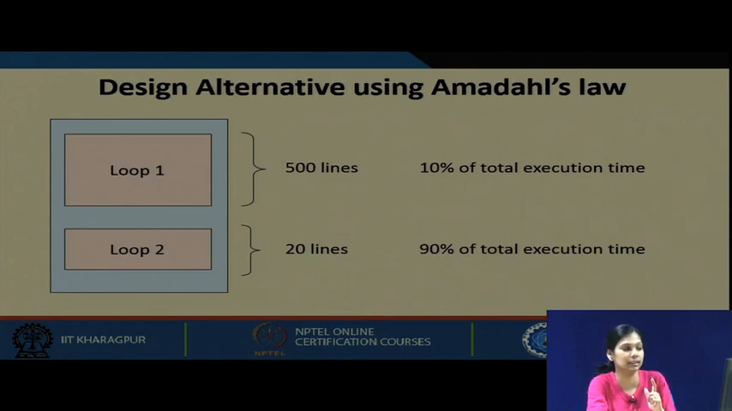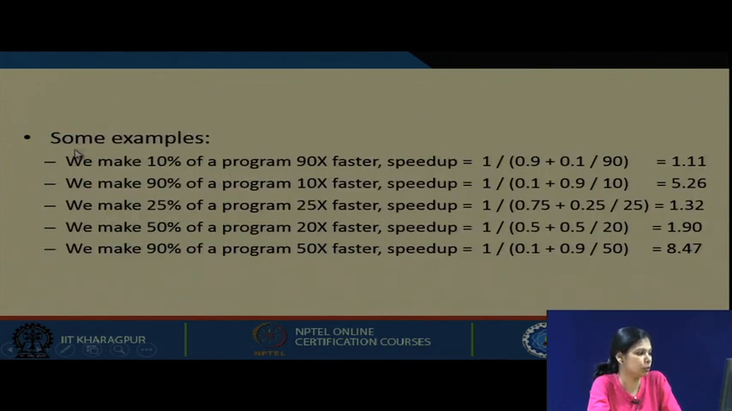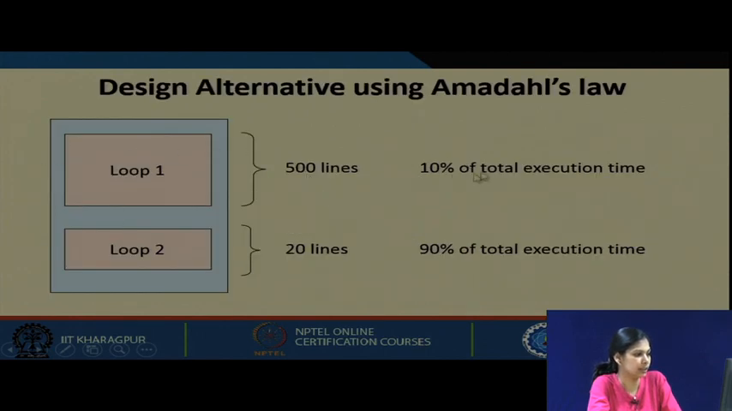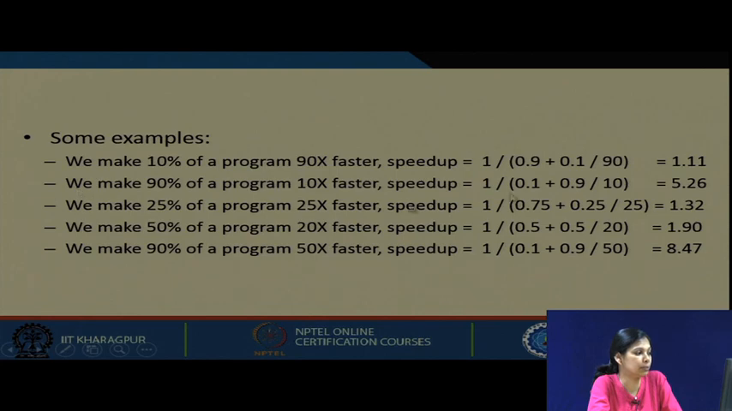So we need to also take this design alternative into consideration. Let us see if we make some improvement in this particular case, where only 10% of the total execution time is used for loop 1 and 90% of the total execution time is used for loop 2. So let us say we make 10% of the program 90 times faster. How much speed up will we get? So 1 divided by 1 minus f plus f by s, where f is 0.1 and s is 90. And what we are getting is a value of 1.11, the overall speed up.